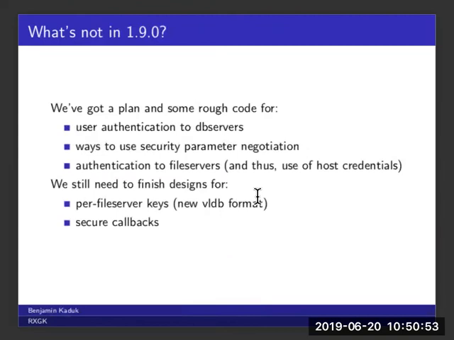And so, of course, since we're reduced in scope for the 1.9 development version, there's a bunch of stuff that's not in that. So we don't have regular user authentication using your credentials to the database servers. We don't really have the security parameter negotiation quite merged yet. And we don't have the file server data transfer yet. And there's some other parts that we still need to think a little bit more about how we're going to do, mostly with the per file server keys. We need to actually get the new VLDB format. I think, Mark, we were talking about that yesterday with some of the other stuff we have going on.